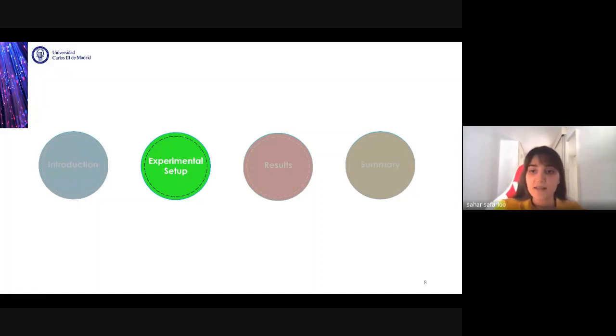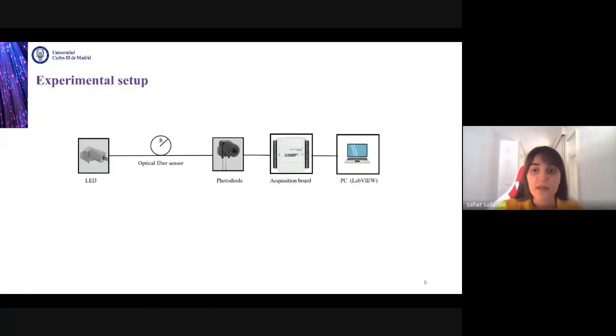Let's now take a look at the experimental setup that we use for measuring and collecting data. The experimental setup includes 3 different parts. The first part is the light source, which is a red LED. The second part is the sensing element, which is an optical fiber loop positioned in parallel to the insole. And the third part is the instrumentation system, including a photodiode, a data acquisition card, and a laptop or PC, together with all the conditioning circuits.